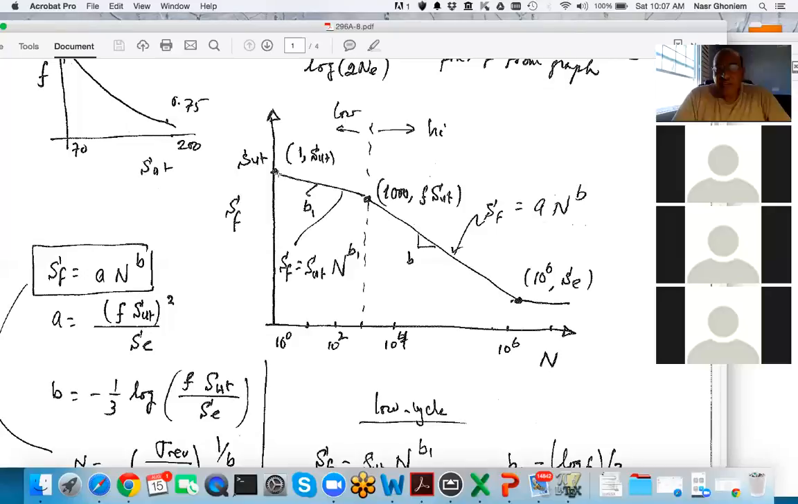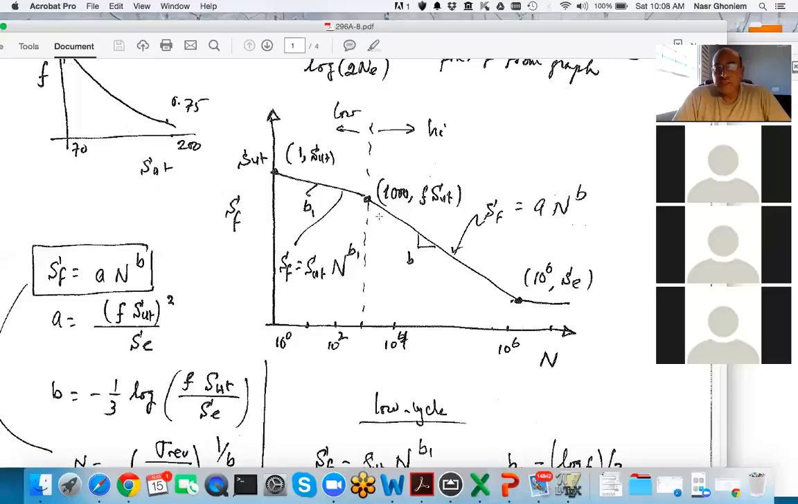Having done that, then we can determine the equation for the straight line. So this equation for the low cycle fatigue is SF, which is the fatigue strength, is S ultimate times the number of cycles to failure raised to the power B1. And then for the high cycle fatigue, SF is equal to a constant A times the number of cycles to failure raised to the power B. So this is B1, and A and B are three parameters that can be determined from these coordinates.